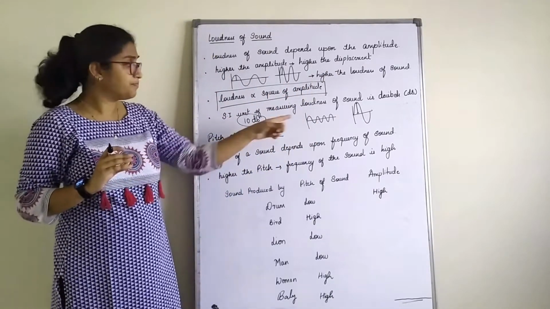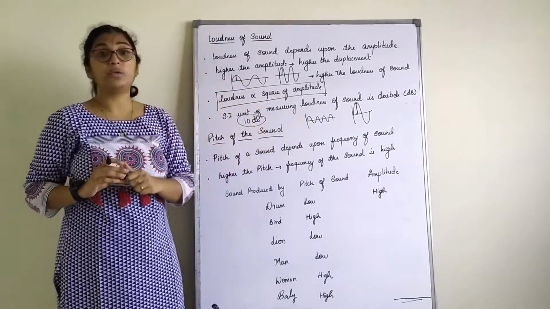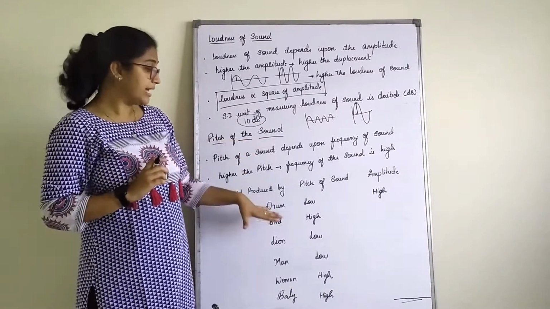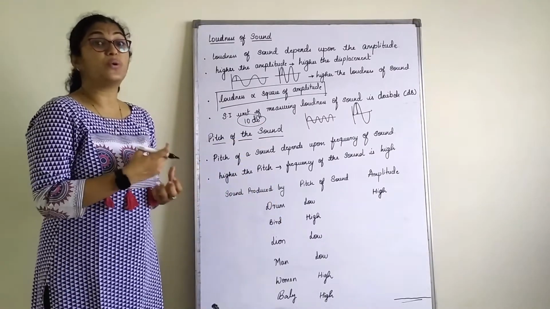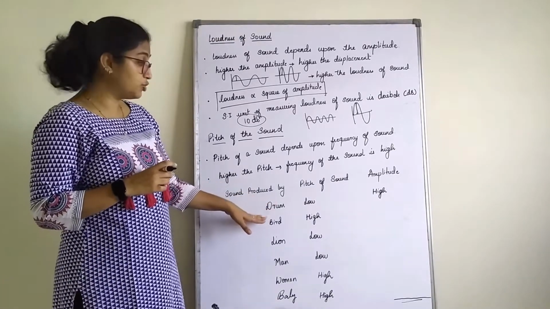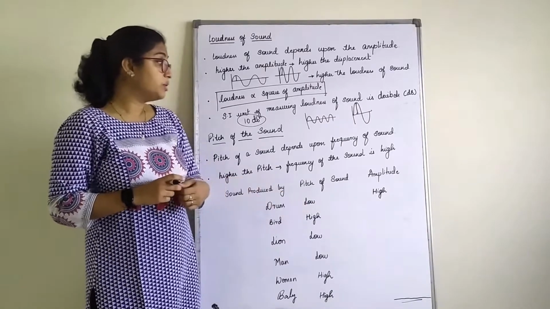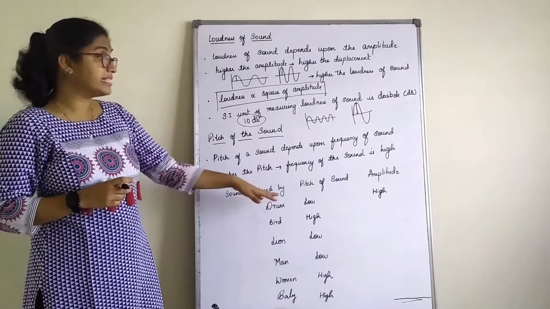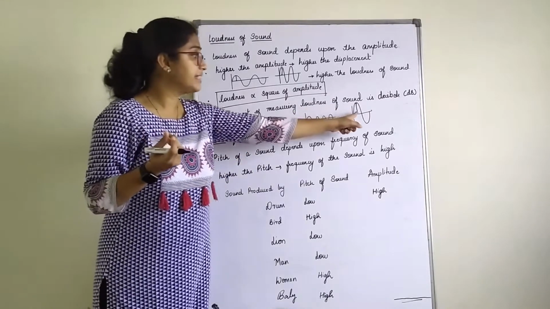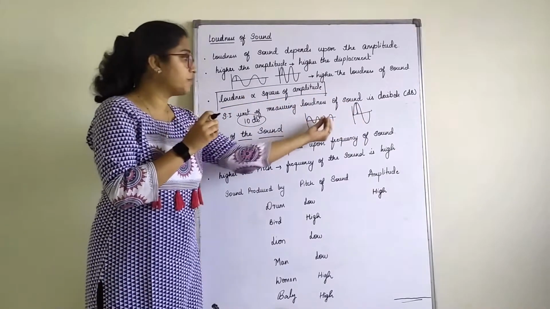Keep it aside. Come back to this. Frequency is more, pitch is more. What has happened to amplitude? Amplitude is less. Based on that, I have given some examples so we can try to understand better. Drum. Sound produced by the drum has a low pitch. That means it has low frequency and high amplitude. See, when the frequency is lower, what will happen?